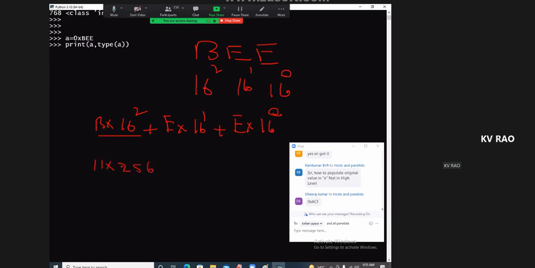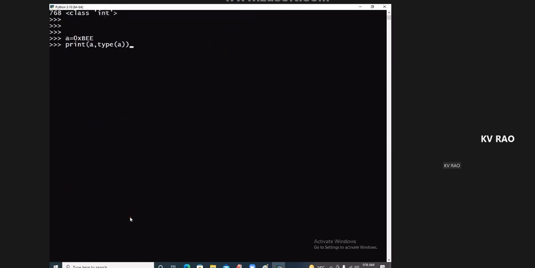Coming to the point of it, plus E. E is nothing but 14. 14 into 16, plus 14 into 1, because 16 to the power of 0 means 1. You can calculate this answer. I hope students you are already understanding that. So this is the answer you are getting: 3054.